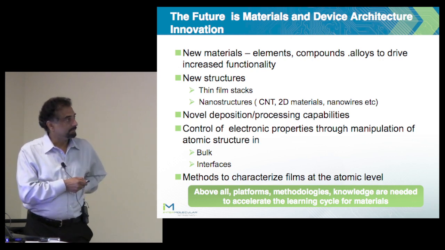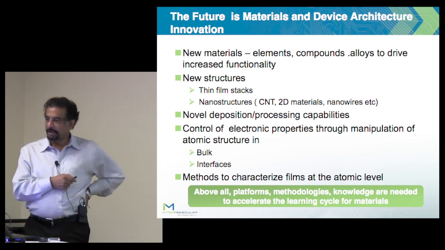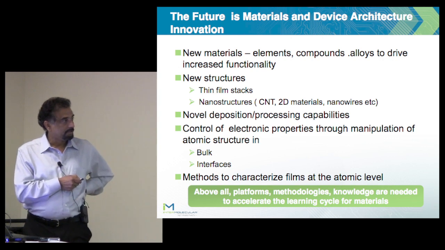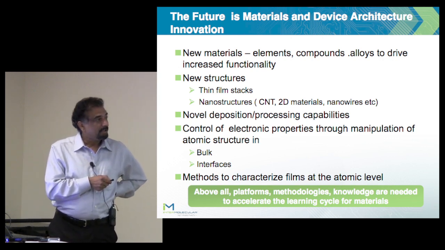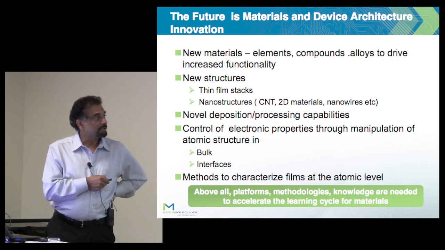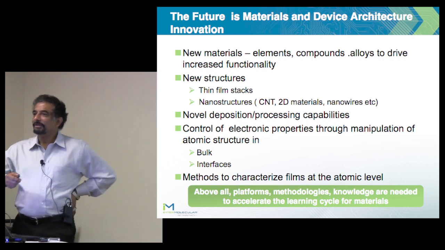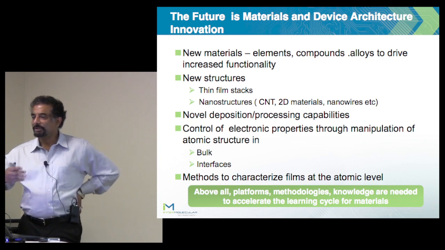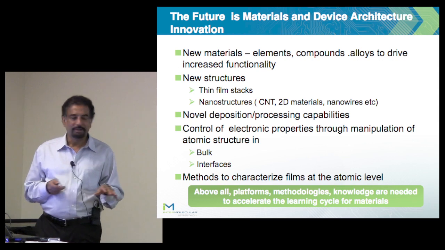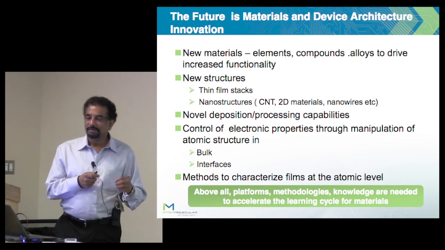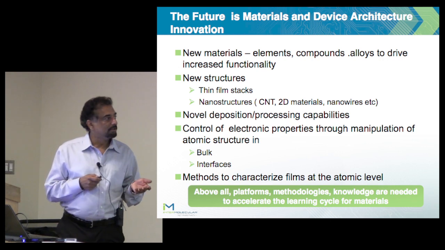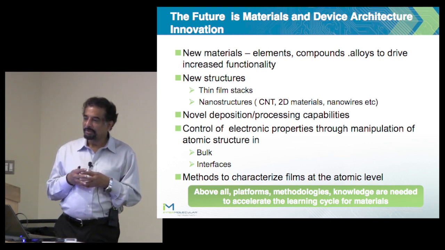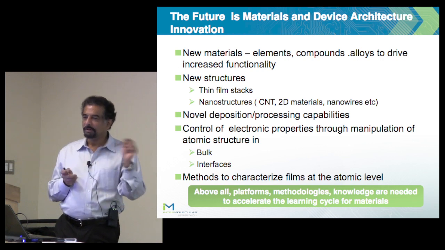So all of a sudden, there's this big investigation of all the new materials, and as a result, we're also looking at novel deposition and processing capabilities in order to take advantage of all of this. The most important thing is to control the electronic property manipulation of the atomic structure in bulk and interfaces. It's interesting that the computation capabilities brought about by the semiconductor revolution are also driving our ability to use simulations to look at how a lot of the properties of the materials can be changed by just moving atoms around.